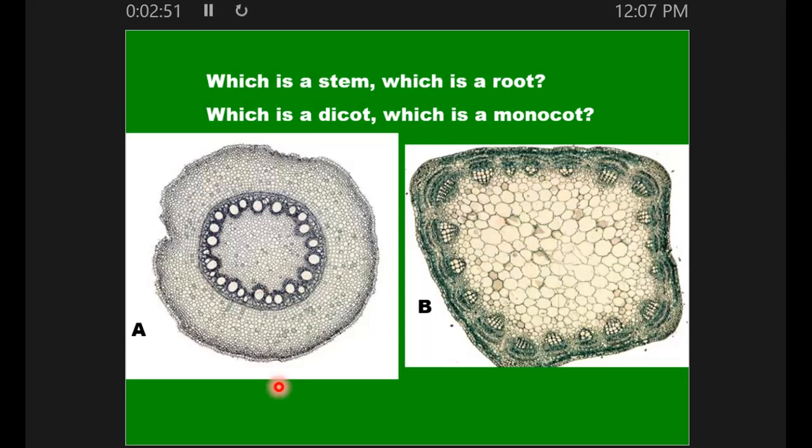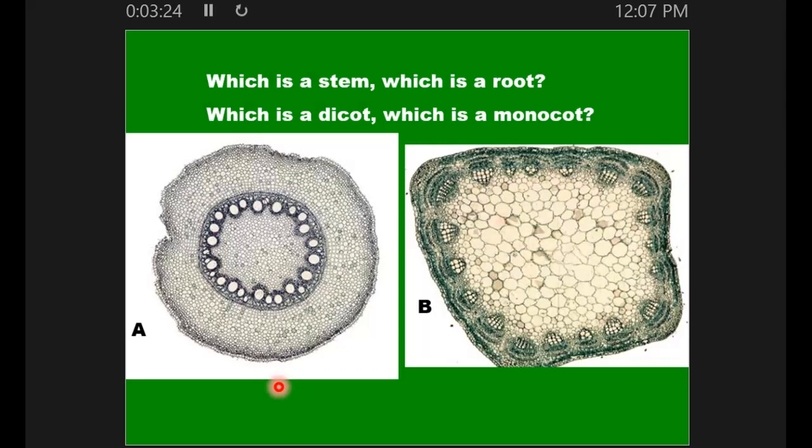Which one's the monocot? Is it figure A or figure B? A. It's A. So monocot roots have that ring of vascular tissue. Dicot roots, what kind of vascular tissue design do they have? It's not a ring. It's a cross or a plus. All right, so A is a monocot root picture.